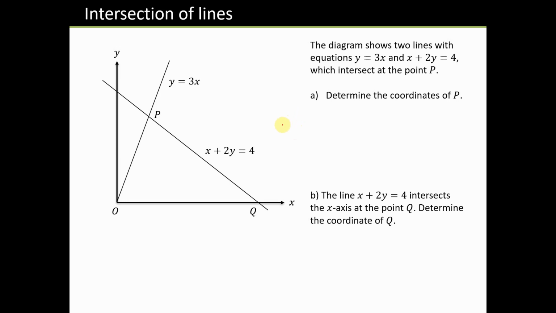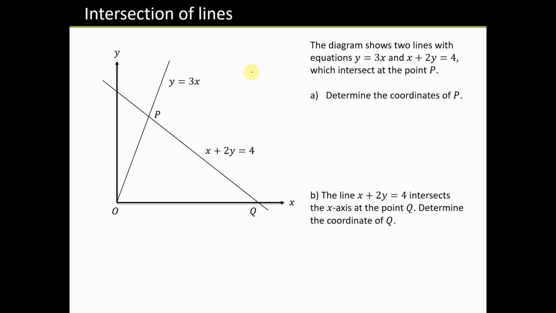So what I'm going to go through today is the back half of chapter 5.2 in the core textbook, which talks about intersection of lines, and then chapter 5.3 in the textbook, which talks about parallel and perpendicular lines. These span over exercises 5D, 5E and 5F.